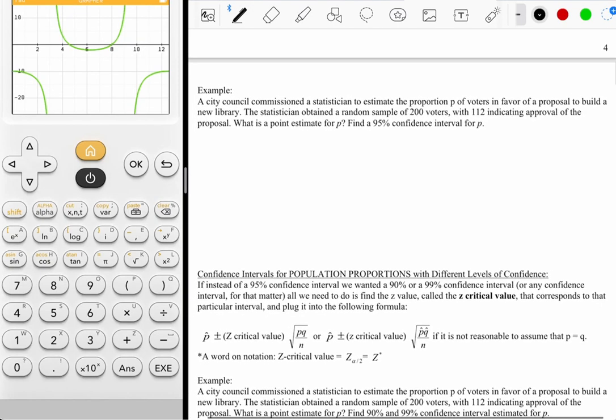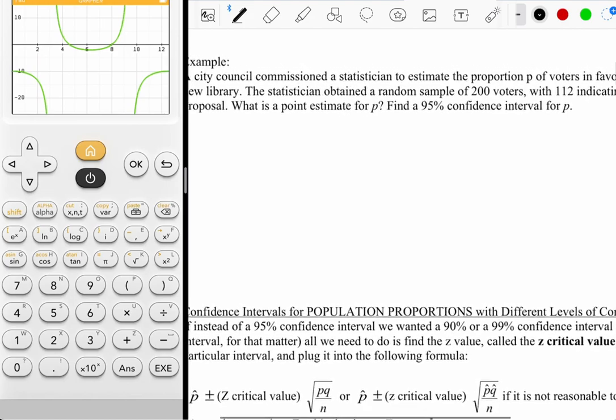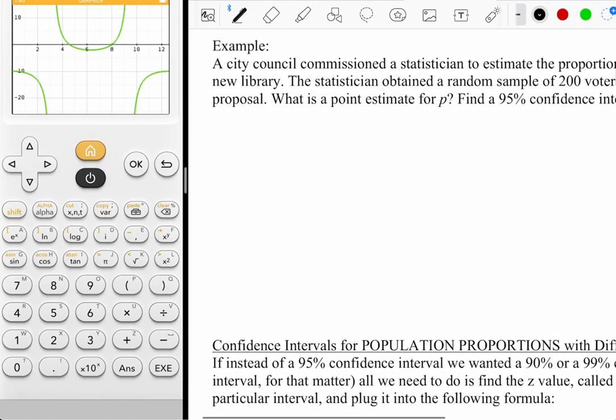The first example here on page 5: a city council commissioned a statistician to estimate the proportion P of voters in favor of a proposal to build a new library. The statistician obtained a random sample of 200 voters with 112 indicating approval of the proposal. We want the point estimate for P and the 95% confidence interval estimate of the population proportion P.